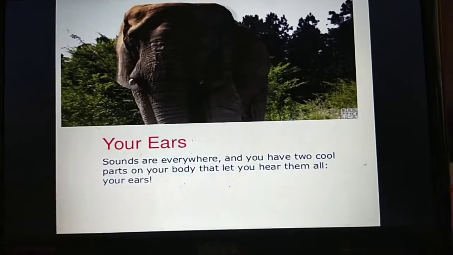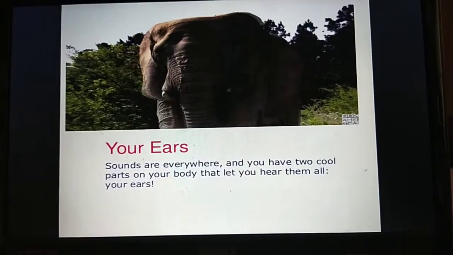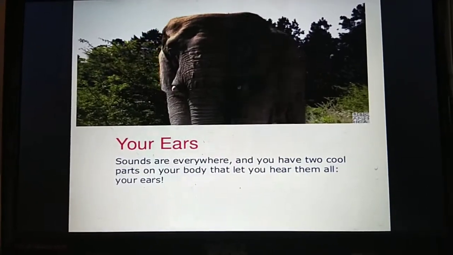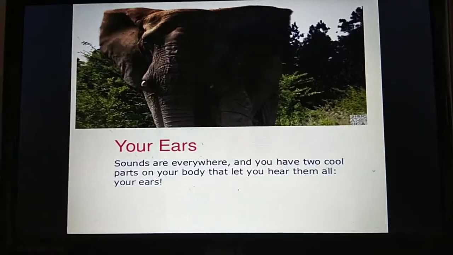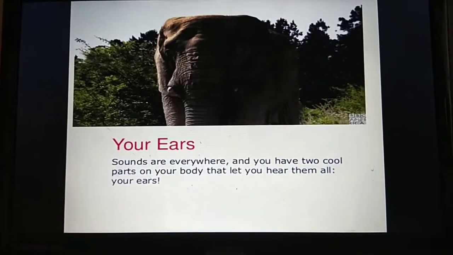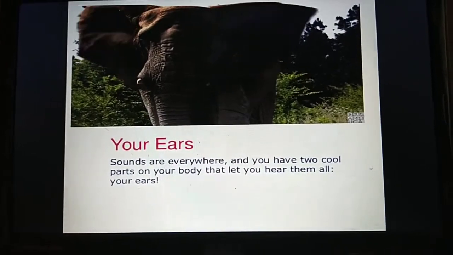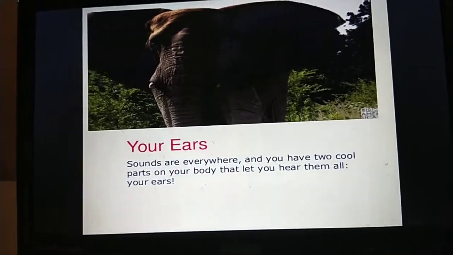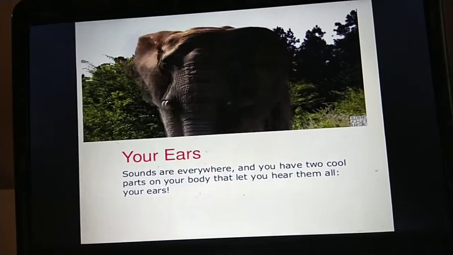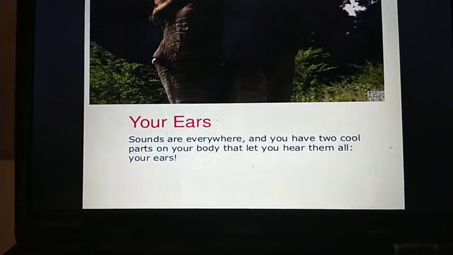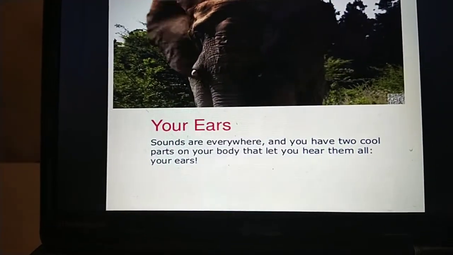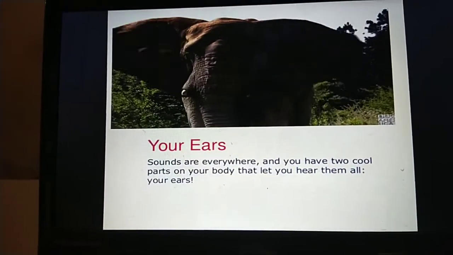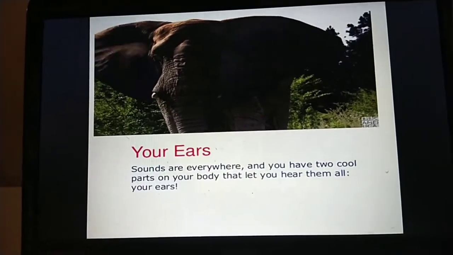The human ear, like that of other mammals, contains a sense organ that serves quite different functions. One is hearing, another is postural equilibrium, and another is coordination of the eye and head movements. The ear continuously hears different types of sounds. Sounds are everywhere, and you have two parts on your body that let you hear them all: your ears.